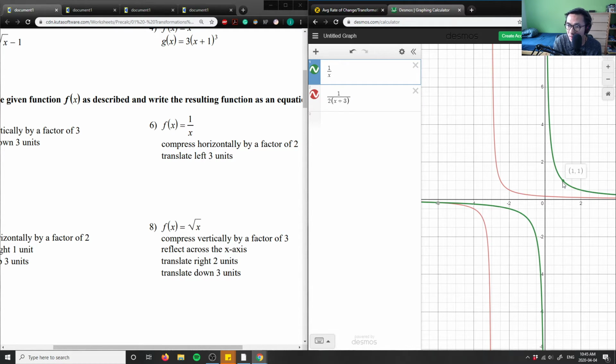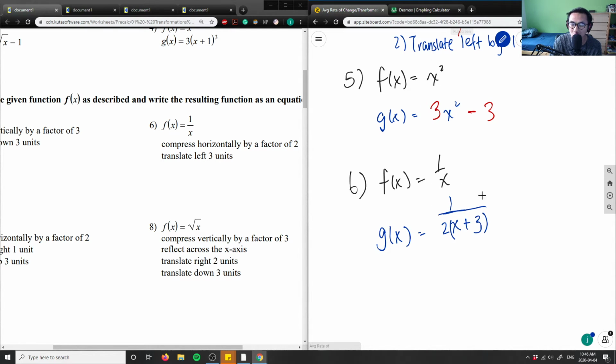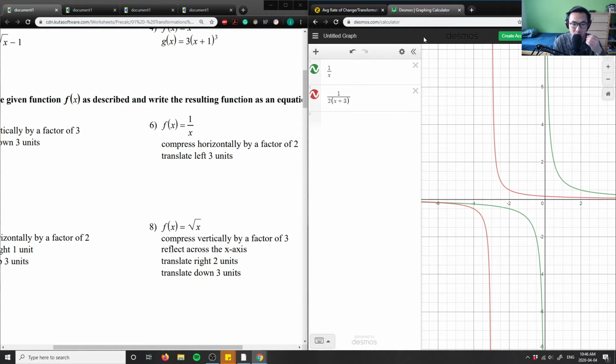1, 1 is here. That's 1, 1, and it's moving. It moved left by 3, so this would be here. This is now negative 2.5 and 1. And the 2.5 means that it's being horizontally compressed by a factor of 2, and that's why it changes here. So those are the two ones. This one, again, a little bit hard to see, but it does exist algebraically.